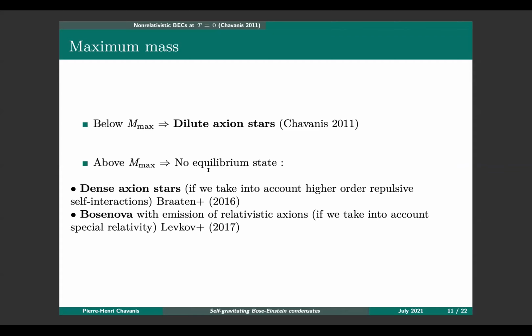And typically, we have two possibilities. We can have dense axion stars if we take into account higher order repulsive self-interactions in the potential, or we can have a Bosenova with an implosion and an explosion with the emission of relativistic axions if we take into account special relativity into the problem.